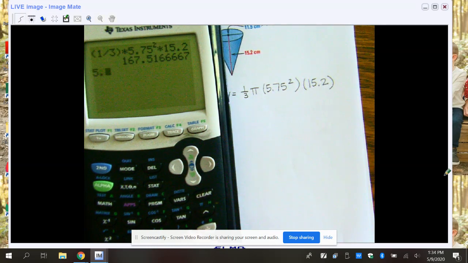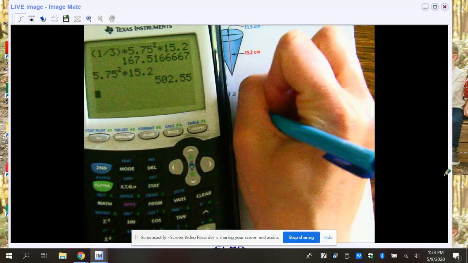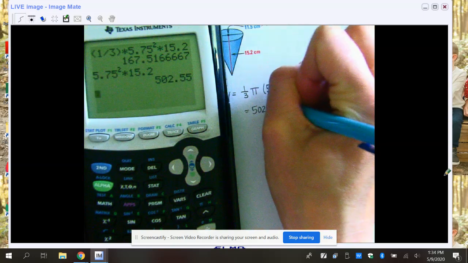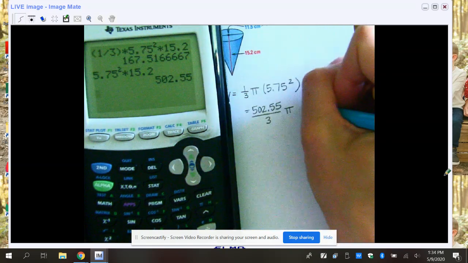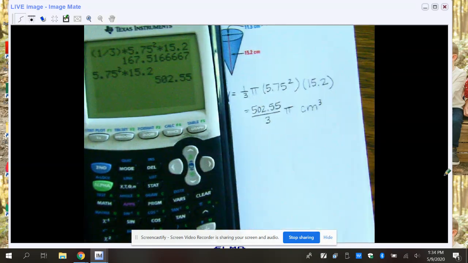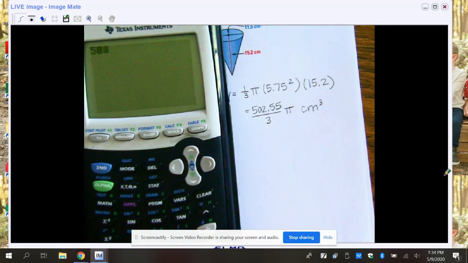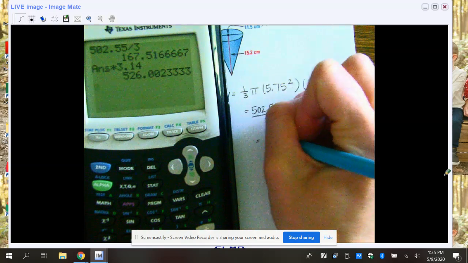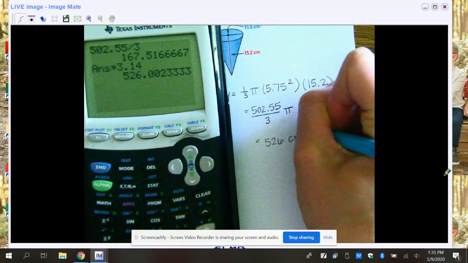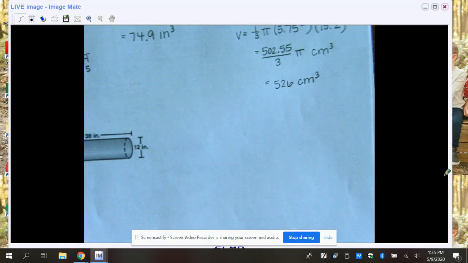It doesn't. So I'm just going to multiply the 5.75 squared times 15.2 over 3. And then multiply that by pi. And that would be our exact answer. And so now I'll find my approximate answer. So 502.55 divided by 3, and then multiply that by 3.14. So that's actually going to just round to 526 centimeters cubed. Okay.